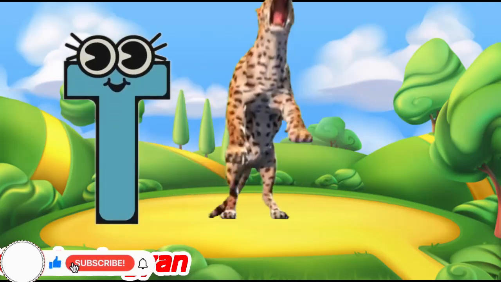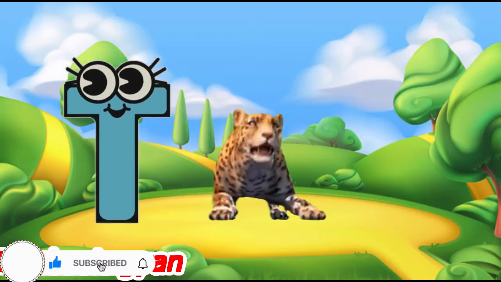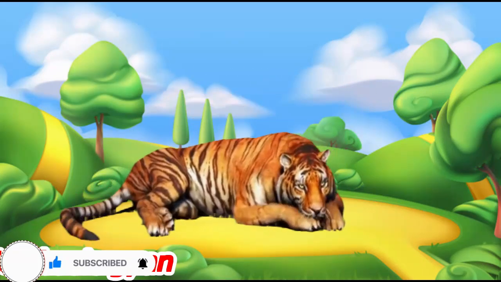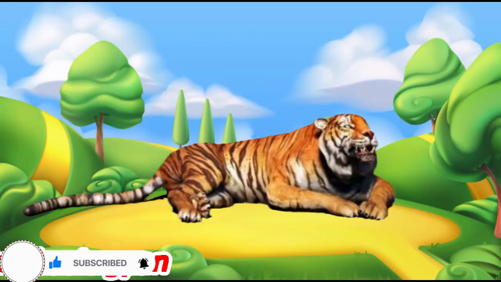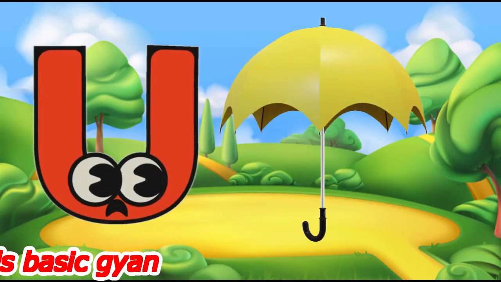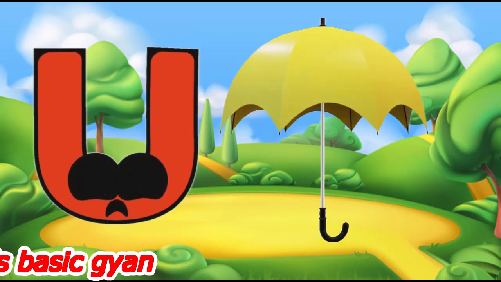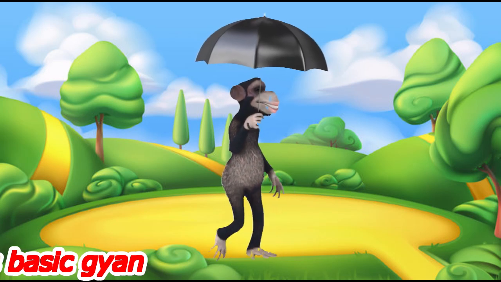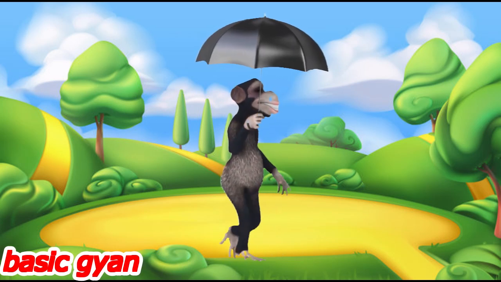T for tiger. Tiger means cheetah. U for umbrella. Umbrella means chhata.